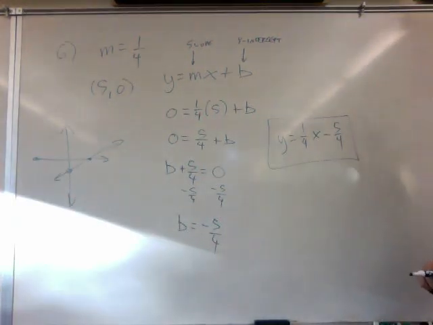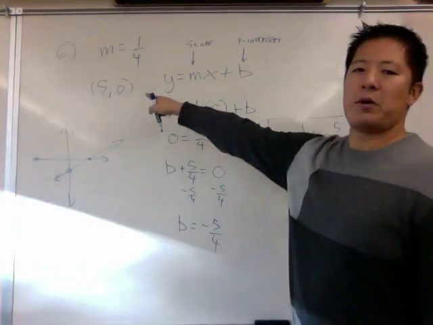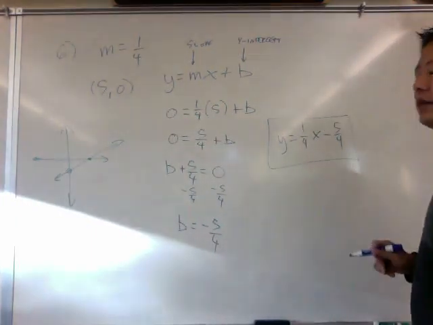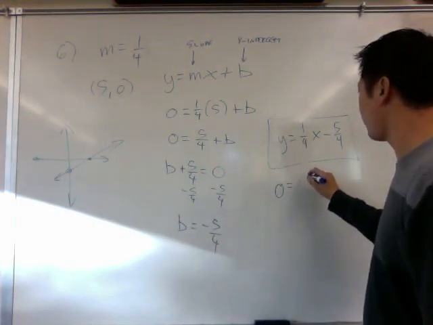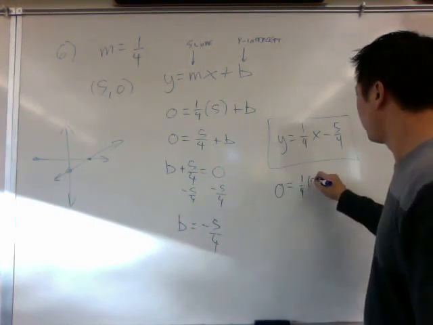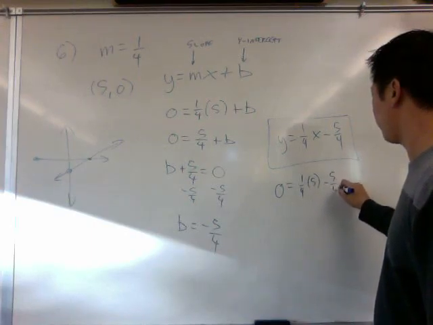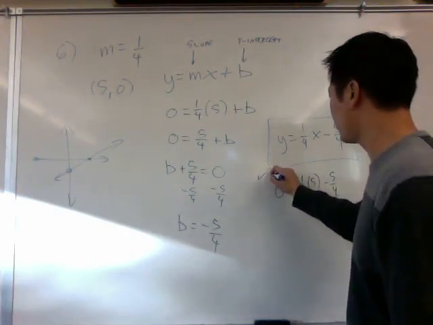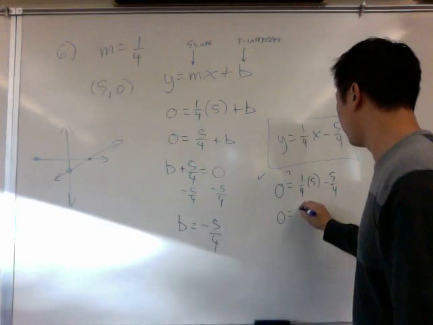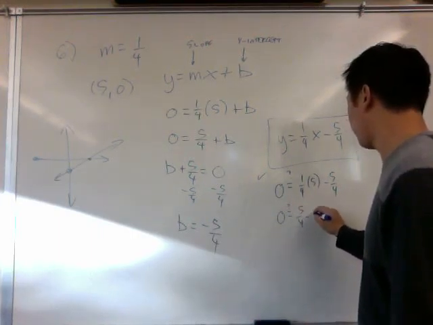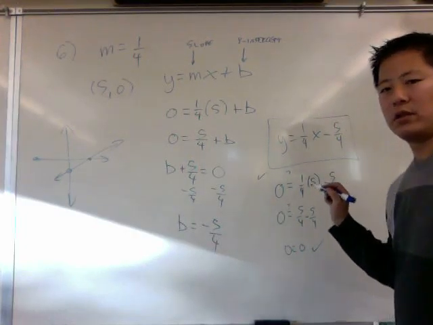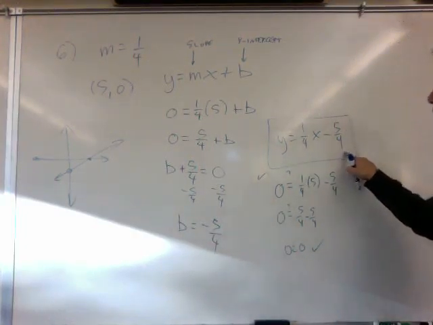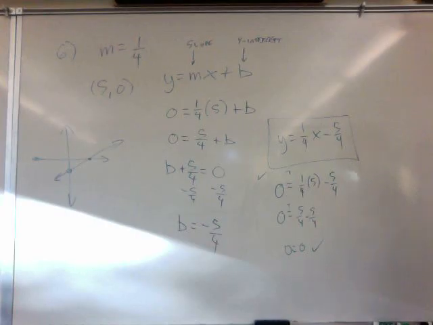Are we done? Now let's double check. We know this one point is on here. Does it check out? Let's see. If we put in 0 for y and 5 for x, does that make it true? So check. 0 equals, does that equal 5/4 minus 5/4? Well, yes, it does. Checks out. y equals 1/4 x minus 5/4.